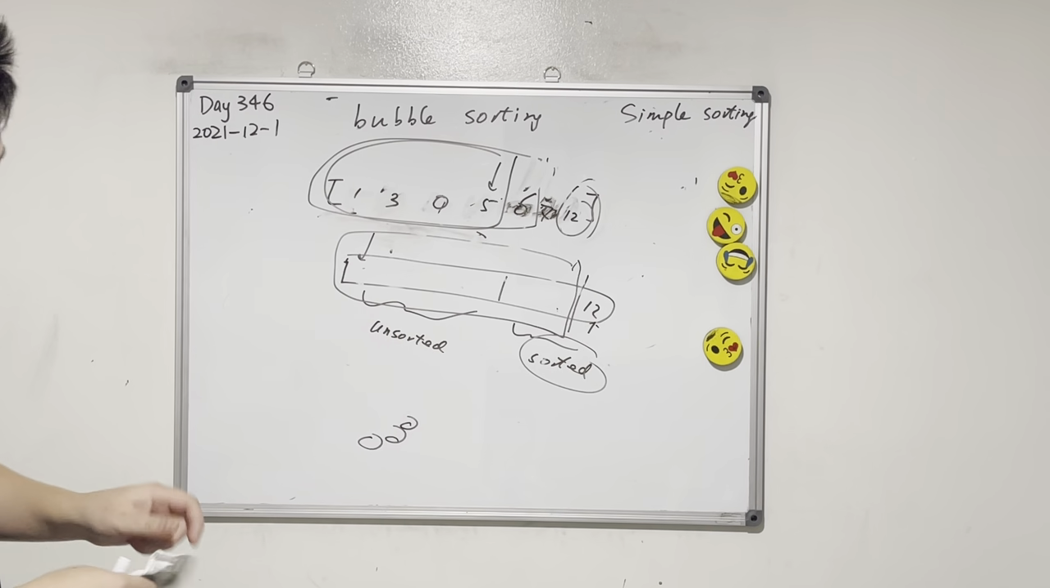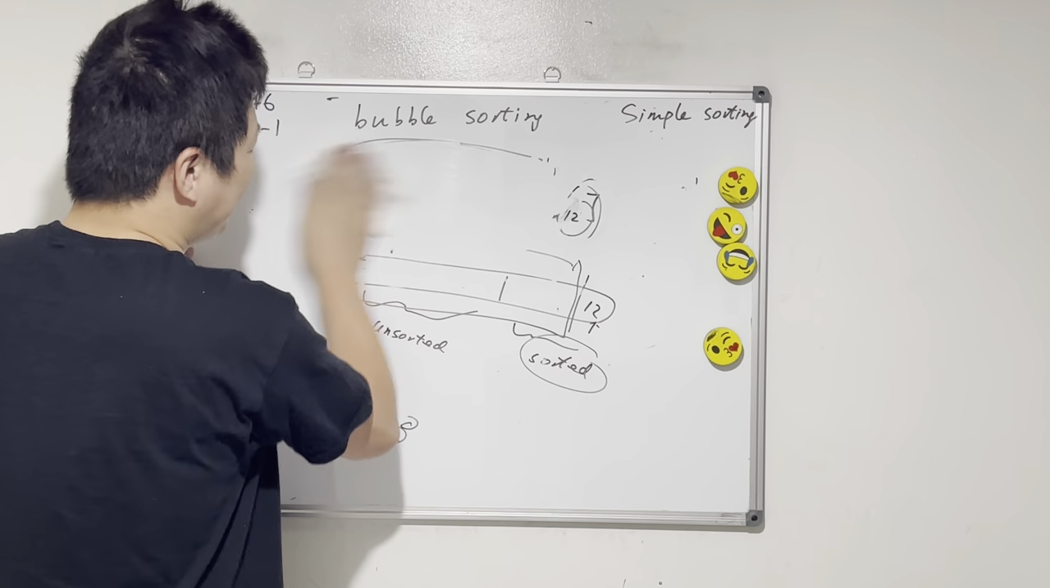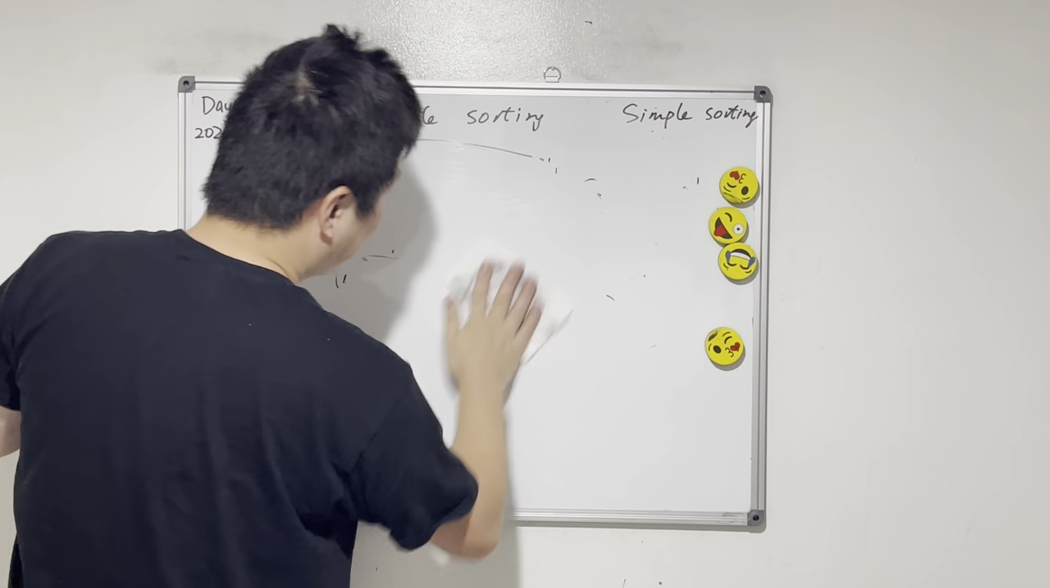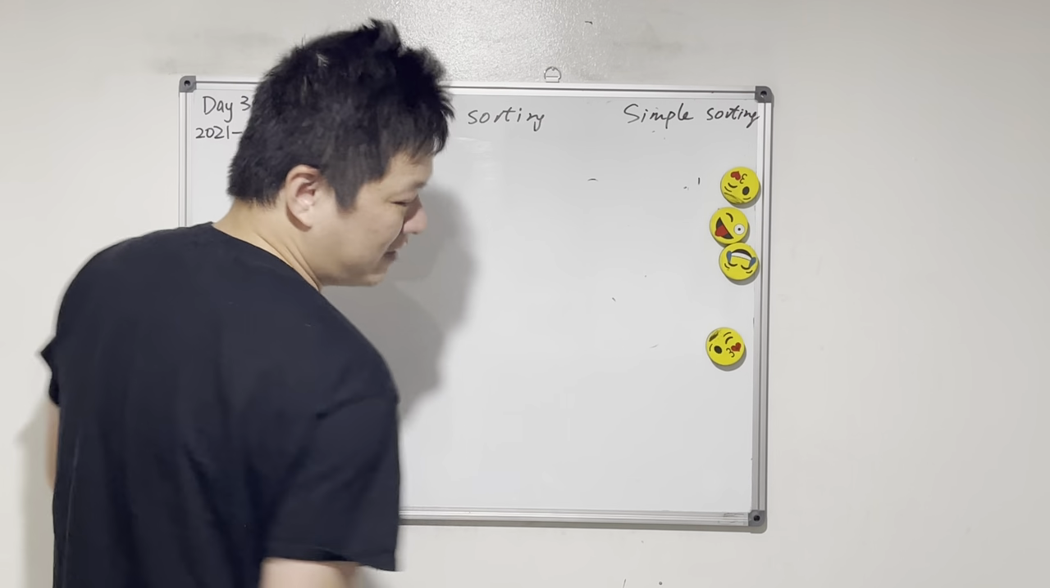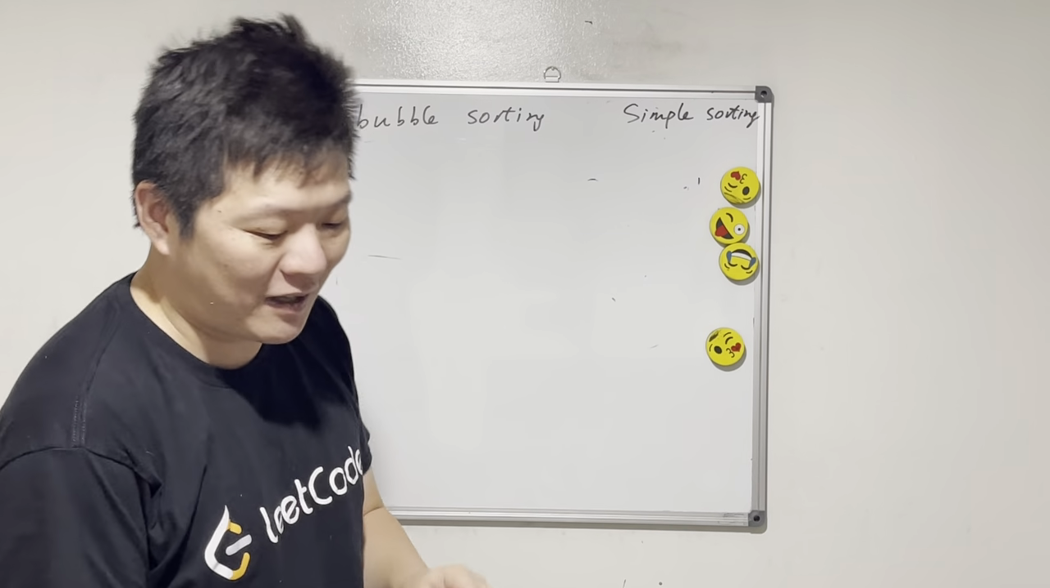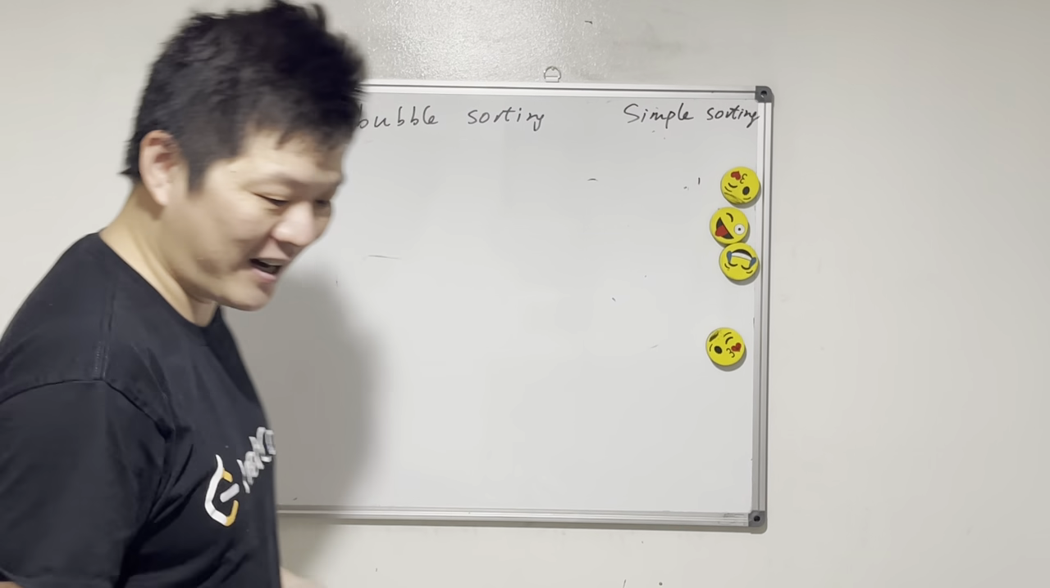Okay, let me write the algorithm, and then you will understand. This is a simple sorting. It's very easy. You just remember the bubbling: we're always bubbling the largest number to the end.